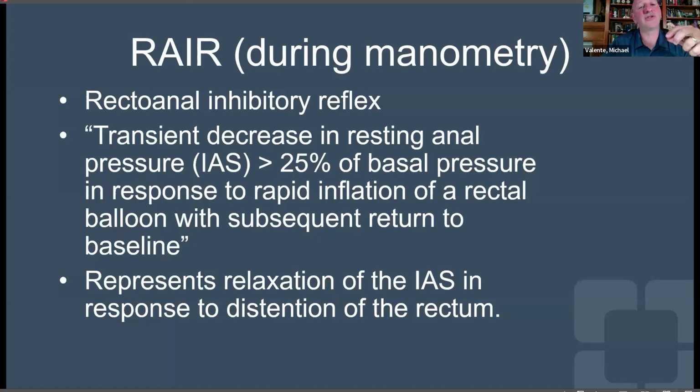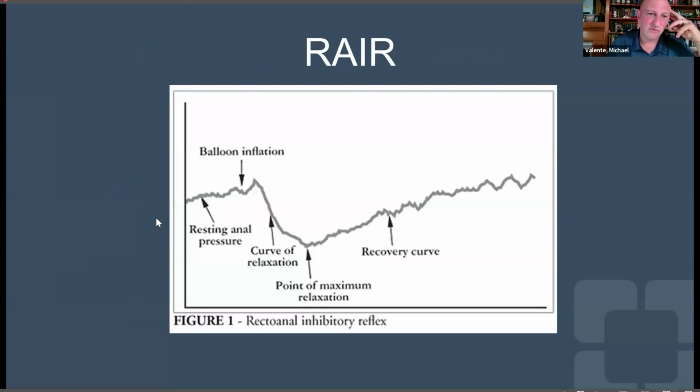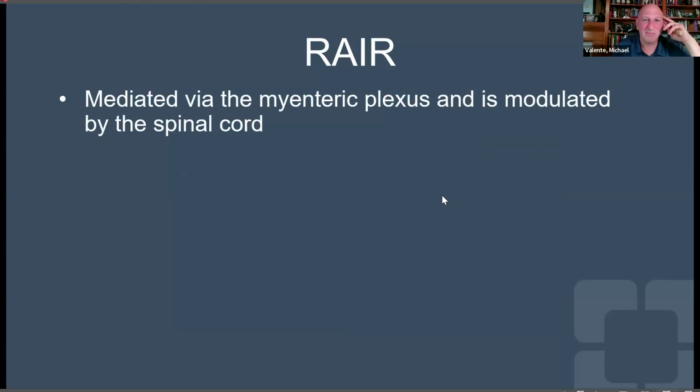During normal life, stool will fill up the rectum to elicit this response, and we'll talk about this. But on manometry, we put a balloon in the rectum, we blow it up, and the sphincter relaxes. And the sphincter relaxes for a lot of different reasons, and then it's going to recover. So that is what the rectoanal inhibitory reflex is. It's mediated by the myenteric plexus, the Auerbach plexus, and the spinal cord.